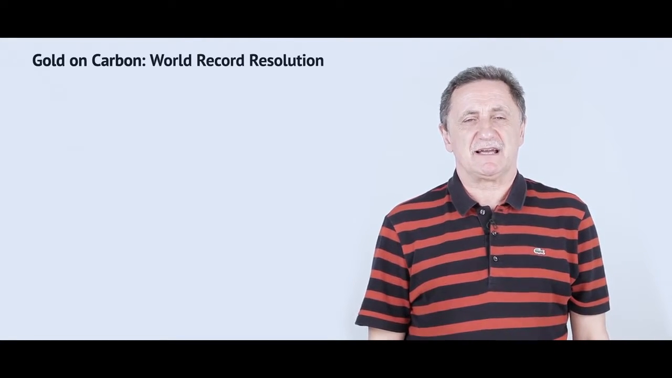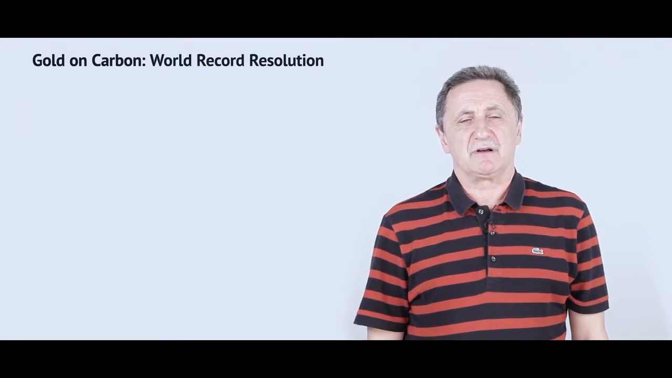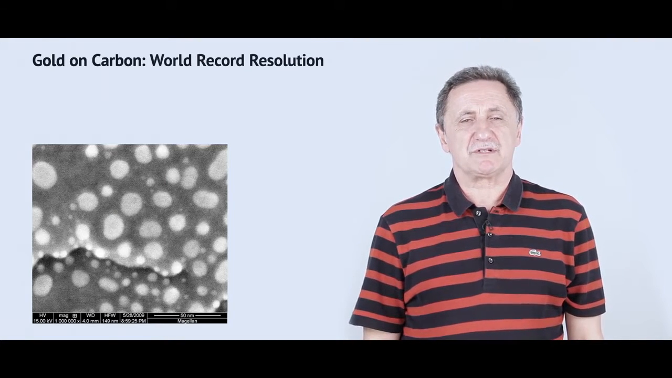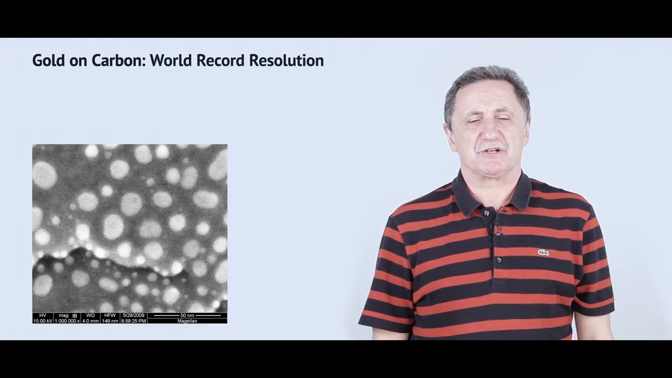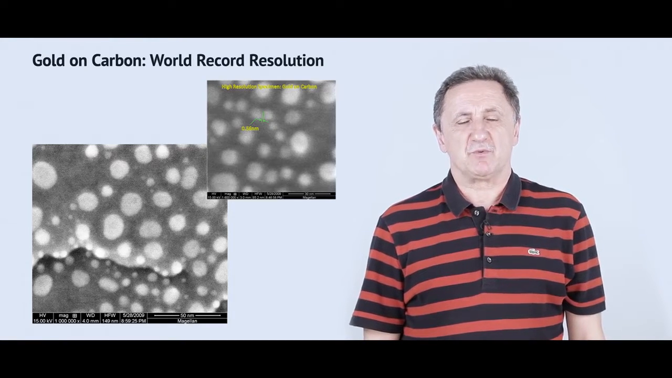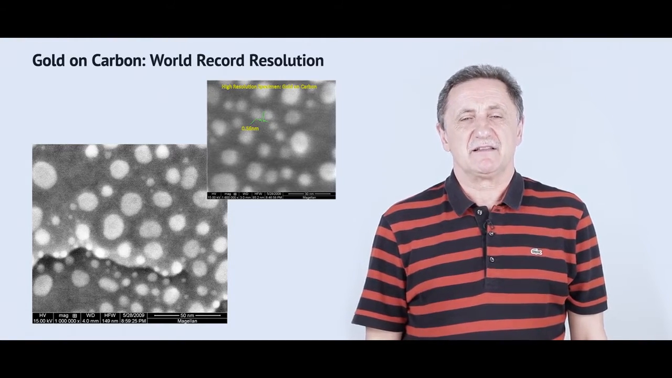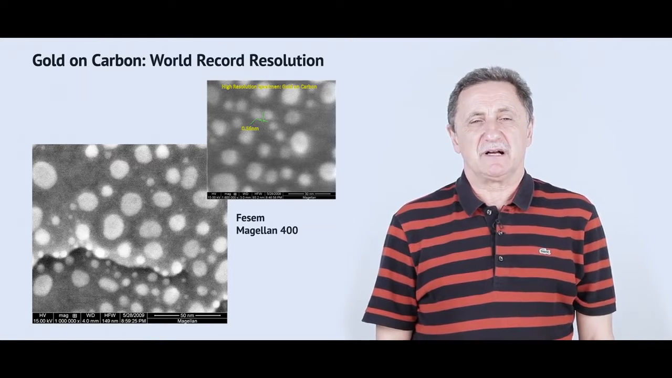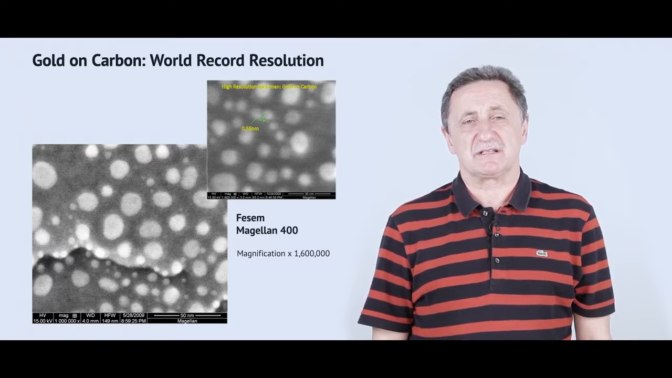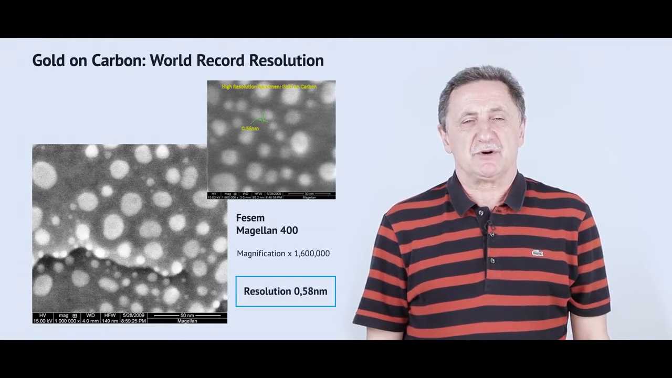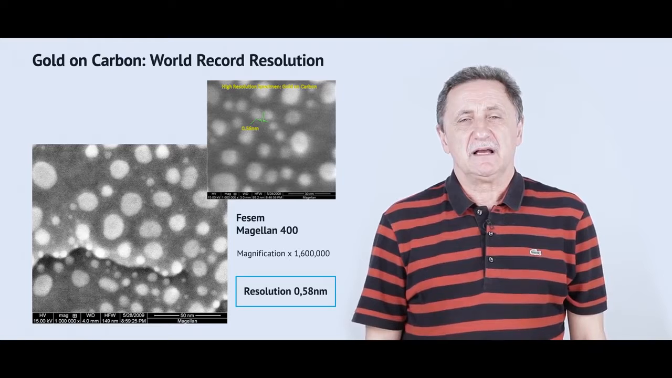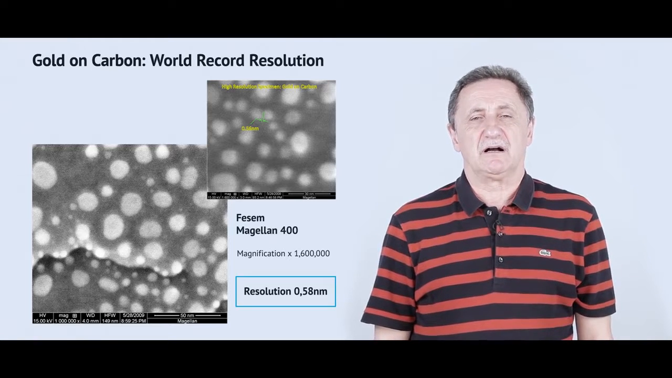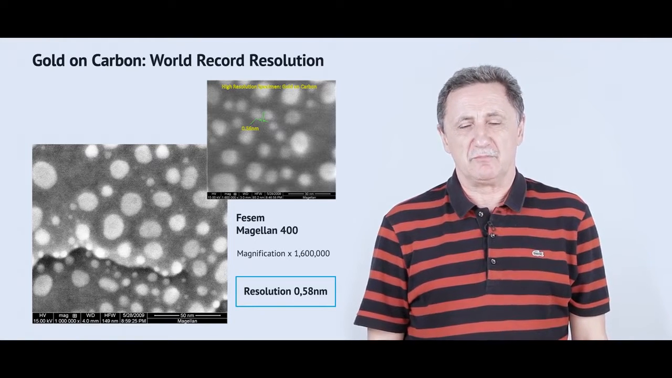This screen illustrates this idea. You can see the typical sample, gold deposited on carbon. This is a special kind of sample which is widely used to define the highest resolution which can be reached with this microscope. Magnification of this image in the secondary electron image mode is 1 million, and the upper insert on this screen is up to 2 million.